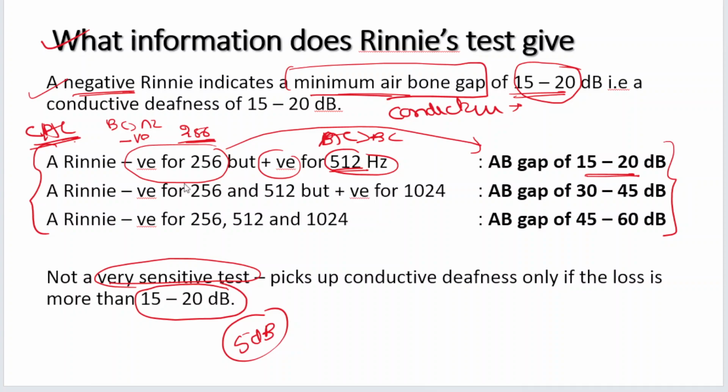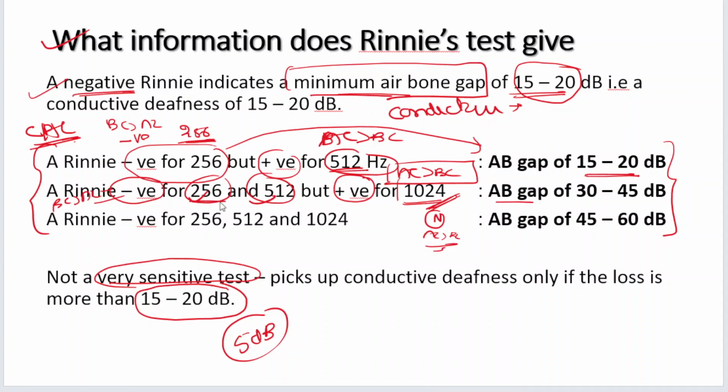Okay. Now you're using all the 3 tuning forks here. Now the Rinne is negative for 256 and 512. That is, bone conduction is greater than air conduction for 256 and 512. But it is positive for 1024. Here air conduction is better than bone conduction for 1024. The patient is saying it is normal. Normal from the air conduction better than bone conduction. That is for the normal people. Then you say, because both 256 and 512 it is negative, you say the air-bone gap is 30 to 45 decibels. There is a conductive hearing loss of 30 to 45 decibels.